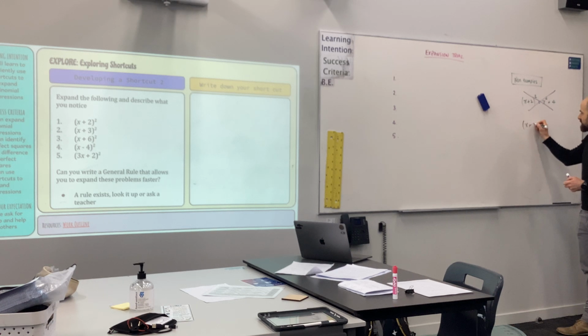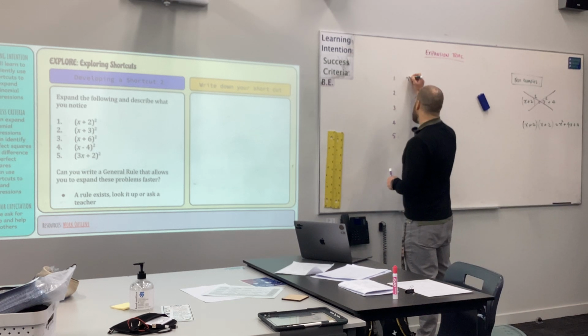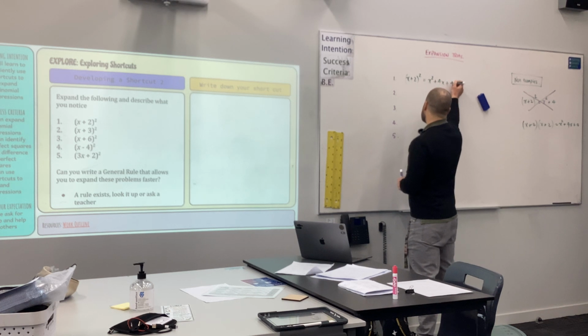I could do (x + 2)(x + 2), so write it the long way, and then use the first shortcut that we talked about. x times x is x², and then add them, which is 4x, and then times them, plus 4. But there's an even shorter way of doing it. So rather than even expanding, I know that this question is x² + 4x + 4.